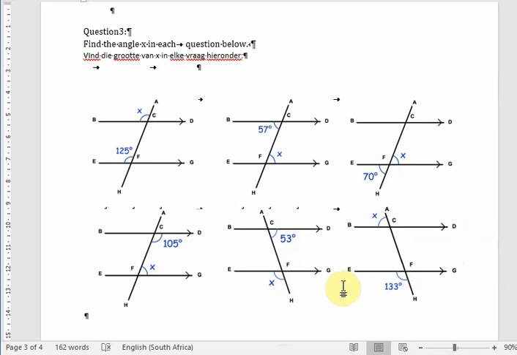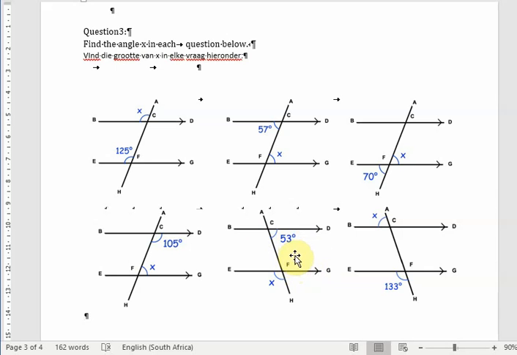We could also find this in another way. Ons kon ook gesê het, 53 en hierdie hoekie F daar. Hulle is ko-binnehoeke. These two are co-interior angles, because that forms a U, right? Daar's also 'n U. So hulle is ko-binnehoeke. For co-interior angles, this one would be 180 minus 53, because the sum is 180. So die som van daai twee saam moet 180 grade wees. So because that one is 53, this one is 180 minus 53, which is 127 degrees.